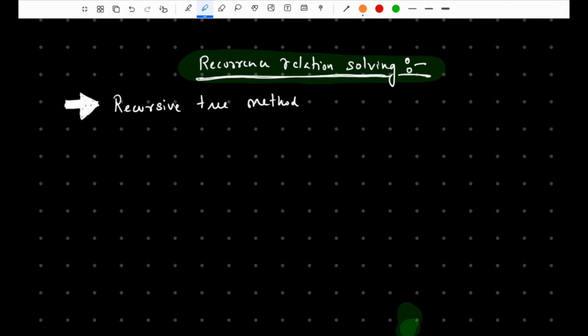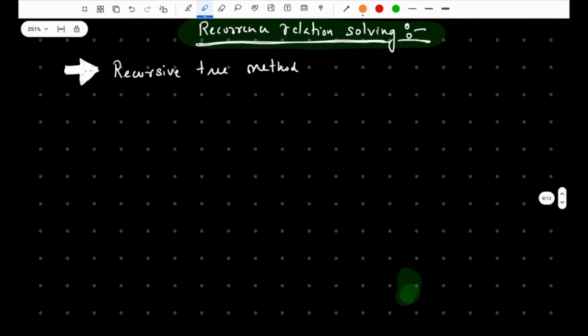Hi guys, welcome back to my channel. This video is about solving recurrence using the recursive tree method. In the previous videos we have understood what recurrence is and what the methods to solve it are, like the substitution method, the recursive tree method, and the master's theorem. In this video we'll be talking about solving recurrence using the recursive tree method.